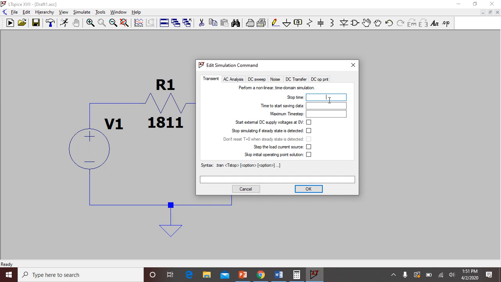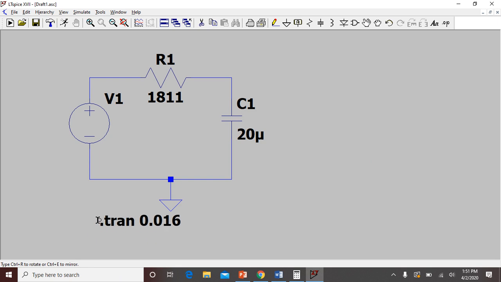So one cycle will be completely shown if we take stop time 0.008, and if we take 0.016, we will be observing two cycles. It's good to observe two cycles rather than just one, but it's our choice, and we can observe one, two or three, whatever. Okay, so I'm pressing OK. Now the simulation command information is shown. I have just clicked over here. Now my circuit is completely ready to be run. So now I'm pressing this icon, that is for run.